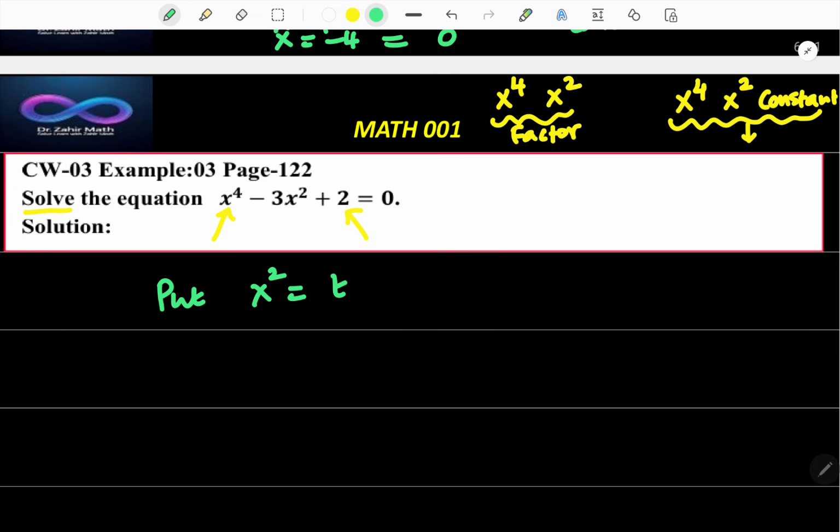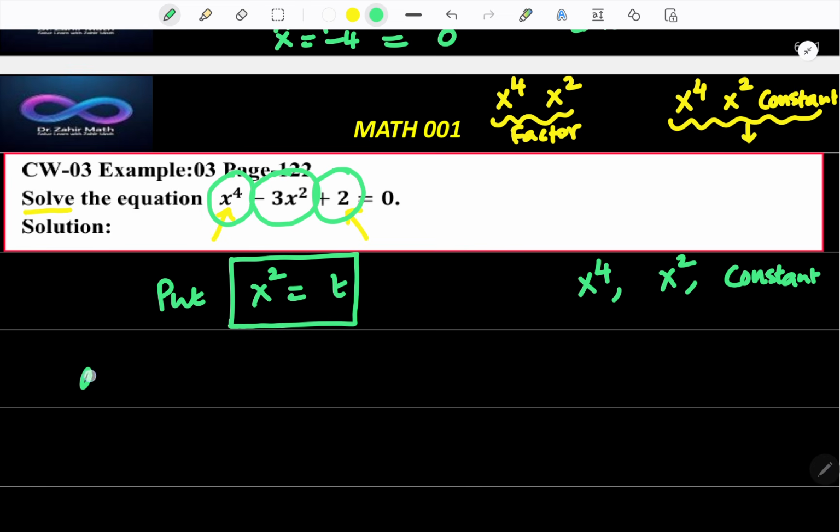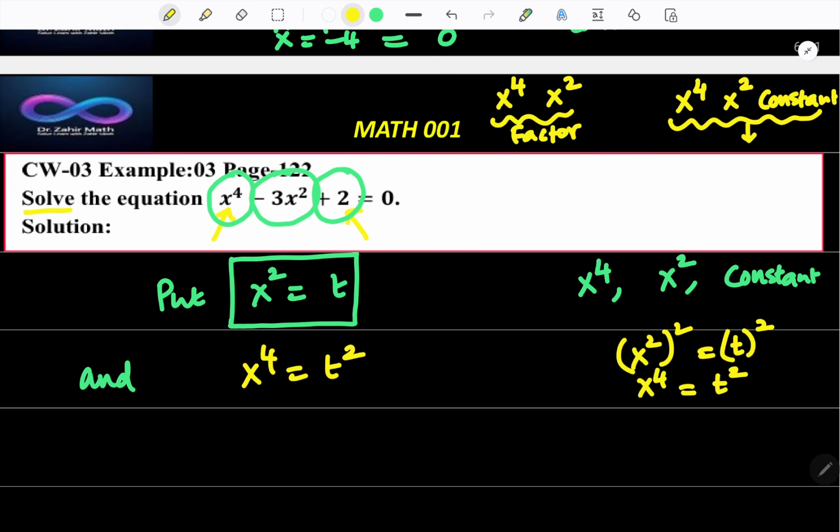x square is equal to what? t in the equation. So what are the things available in the equation? In the equation, I have x power 4 is there, I have x square is there, and then I have constant is there, right? Look here, this is x power 4 and we have x square is there and we have constant term is there. So if all the three are there, then use the method, put x square is equal to t and x power 4 is equal to t square. How I got x power 4 is equal to t square? Just you square this one, x square, the square is equal to t power 2. So this is x power 4 is equal to what? t square. So these are the two substitutions you need to remember.